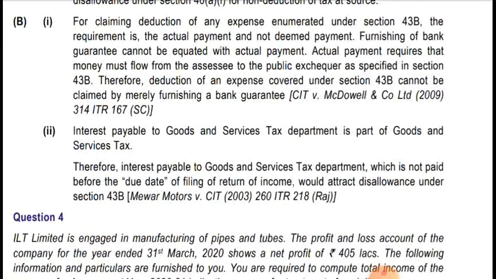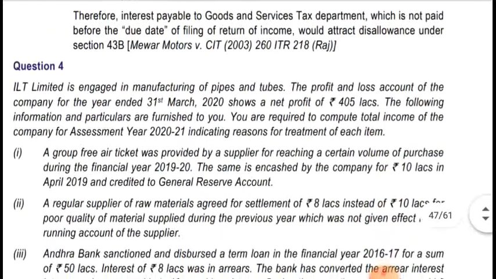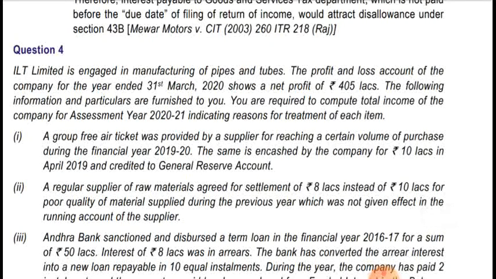Moving to question number 4. ILT Limited is engaged in manufacturing of pipes and tubes. The profit and loss account of the company for the year ended 31st March 2020 shows a net profit of 405 lakhs. So net profit is given. The following information and particulars are furnished to you. You are required to compute the total income of the company for the assessment year 2021, indicating the reason for treatment of each item. You have to indicate the reason of treatment of each item.